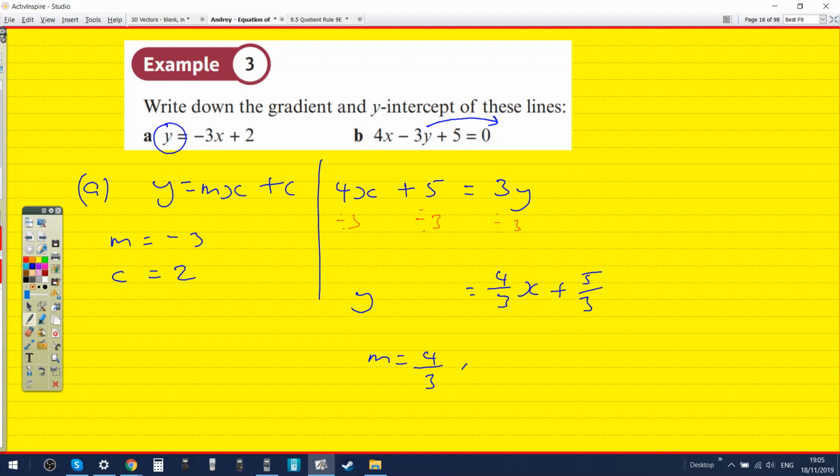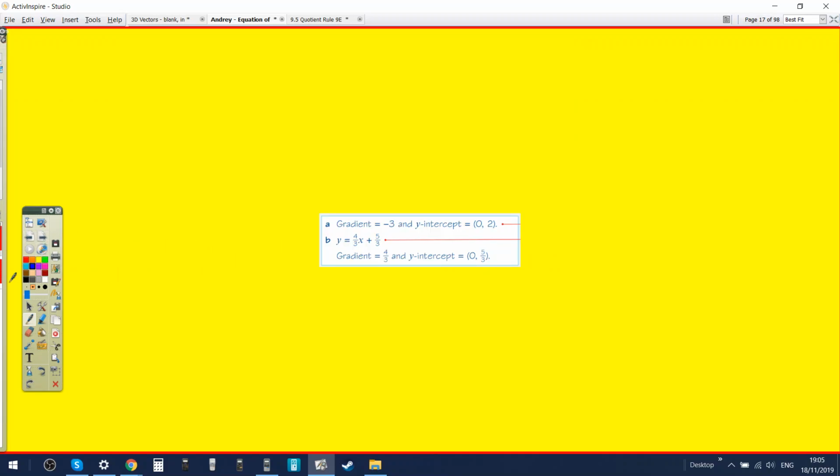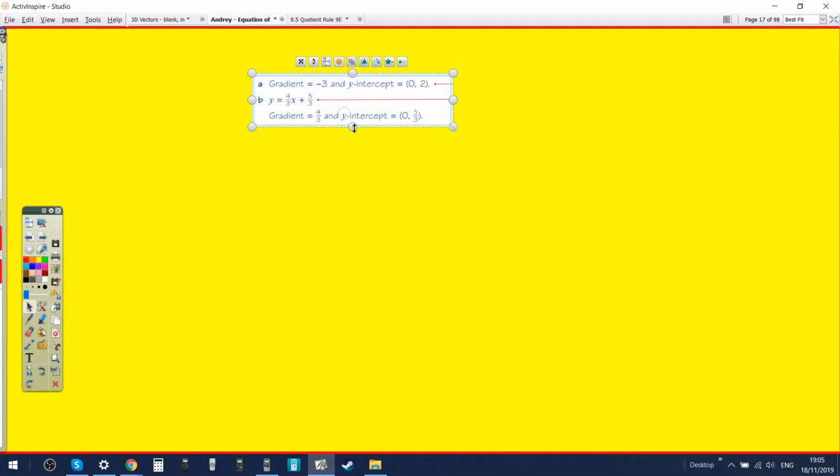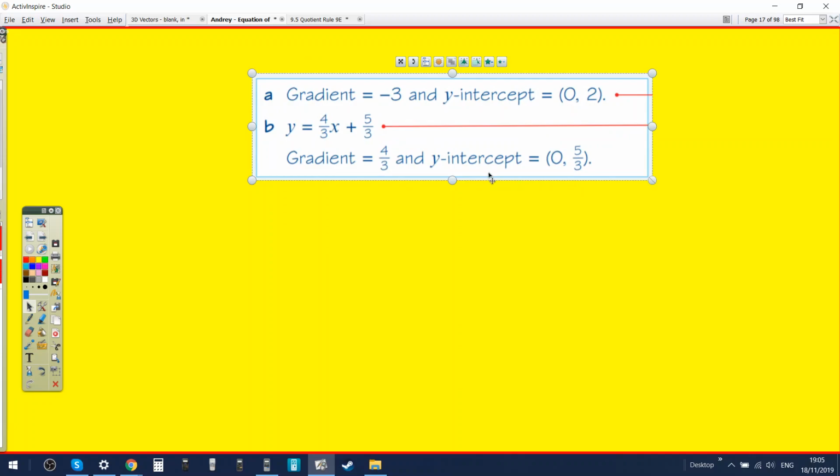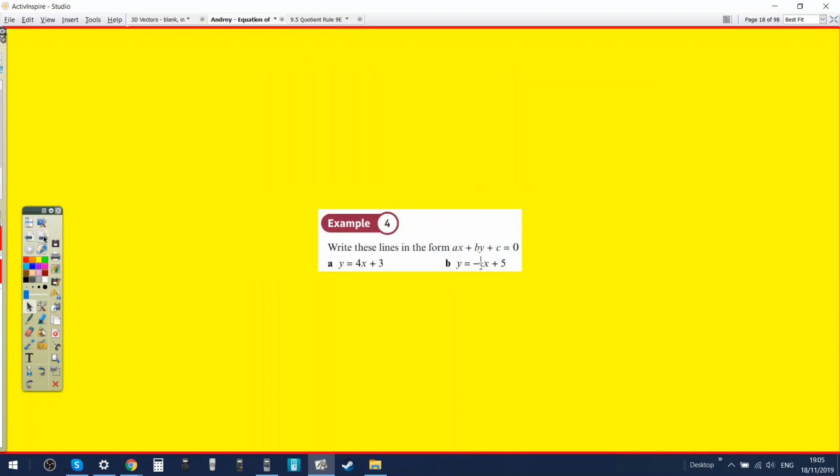Yes. And so all that's illustrating is that to get the gradient and intercept of a line, you put it into the form y equals mx plus c and get it that way. And that's it. The gradient is 4/3 and the y-intercept is 5/3. Any questions there? No.